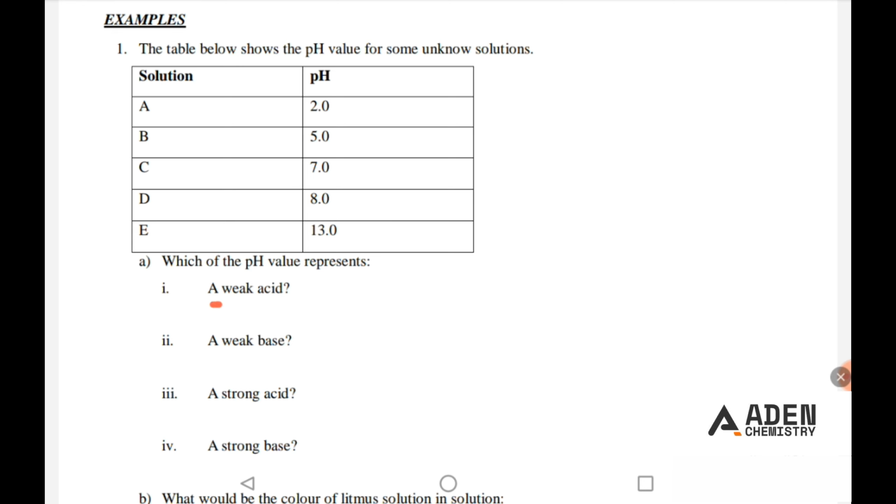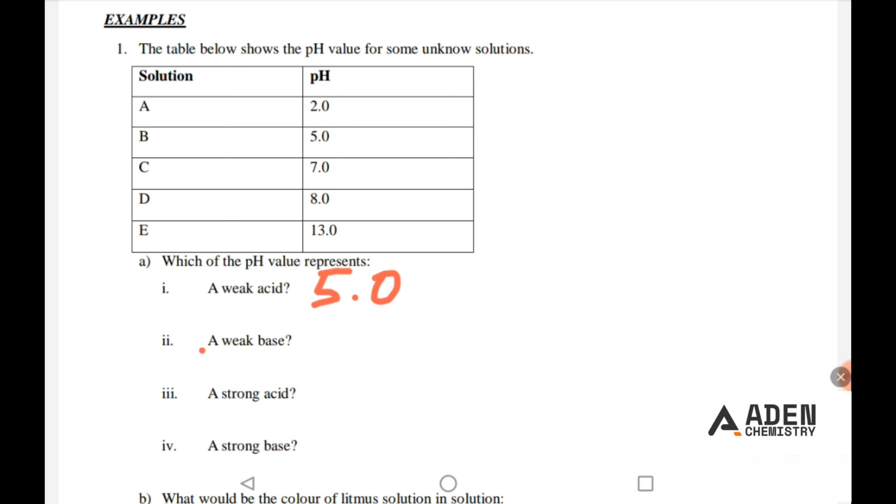Roman 1, a weak acid. When we check, we said acids have a pH from 0 to below 7. So from 0 to 7, we have 2 and 5. So 2 and 5, which one is closer to 7? The one that's closer to 7 will be the one for weak acid. So we're going to have 5.0. So our answer here is 5.0.